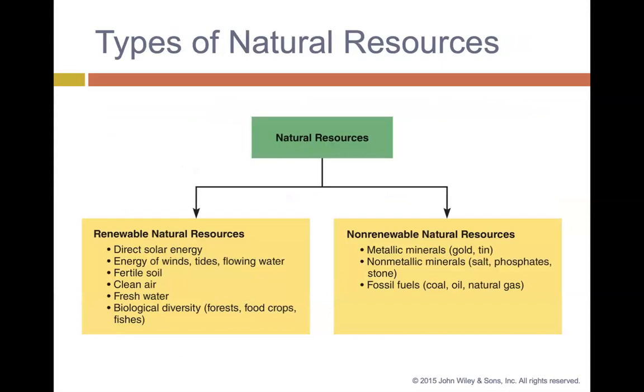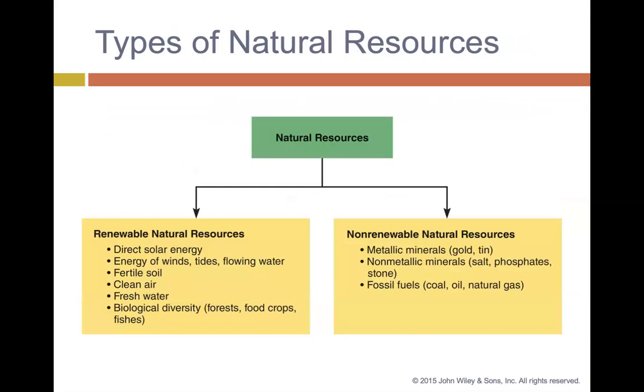And the types of natural resources. So let's look at types of natural resources. Very important topic. We have renewable and non-renewable natural resources. Renewable natural resources are ones that never run out. We have solar energy, energy from winds, tides, flowing water, fertile soil, clean air, fresh water, and other biological diversity like forests, food crops, and fishes. Whereas a non-renewable resource can run out.